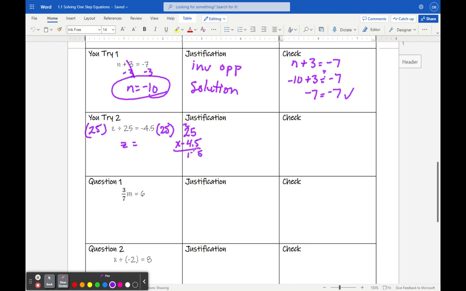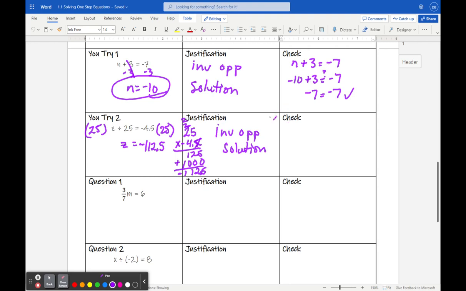25, 10 and 2 is 12. Love my math. 25 times 2 is 8, and 2 more is 10. Add it down. Of course, I have this one decimal place here, so I have that one decimal place there. And a positive times a negative is a negative. So I believe that z is a negative 112 and 5 tenths, using inverse operations to find our solution.